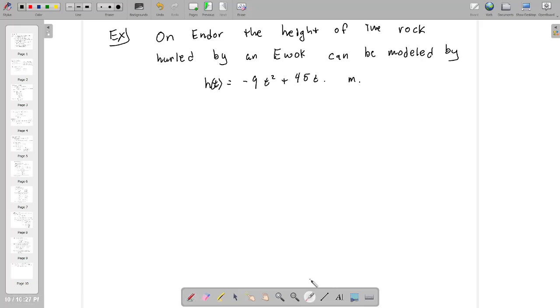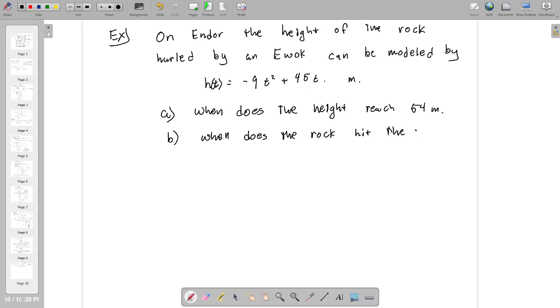All you need to know about that is that this quadratic will generate the height of the rock at some time t. So if we plug in a t, say t equals 1, then we'll know how high the rock was at time 1. A, when does the height reach 54 meters? B, when does the rock hit the ground? And C, when does the rock reach a maximum height?